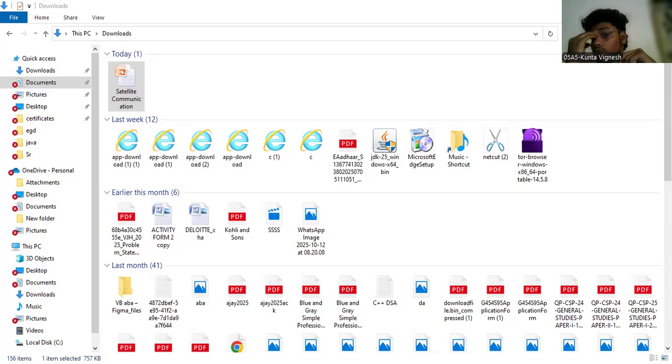We can also predict the weather by using satellite communication. Satellites monitor weather patterns, helping predict weather conditions, as you know.